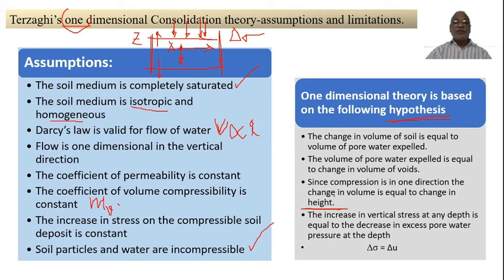The increase in vertical stress at any depth is equal to the decrease in excess pore water pressure at that depth. So delta sigma will be equal to delta U.